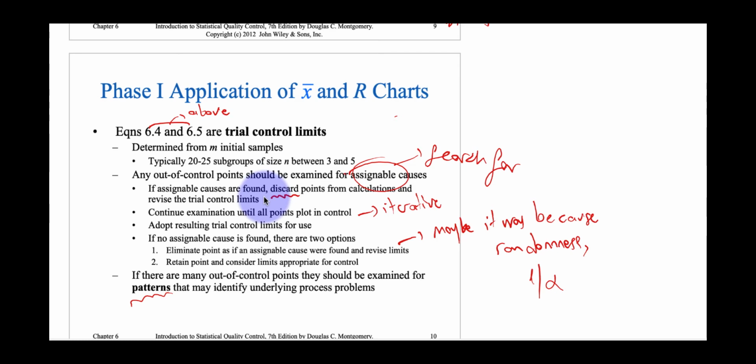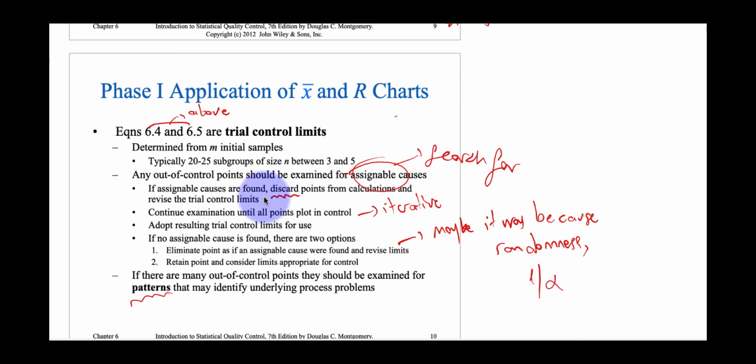So we are trying to resolve all the assignable causes we have. And then later, if we do not have any out of control points, we are going to accept these trial control limits for use in phase 2 application. Okay?